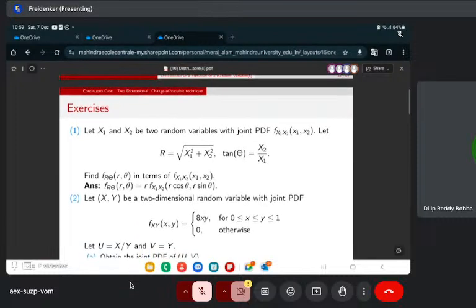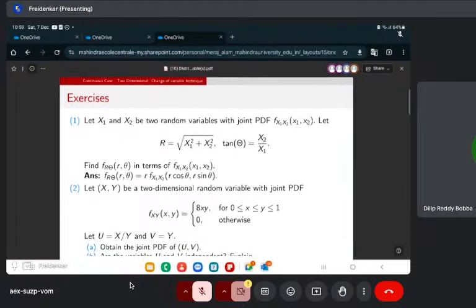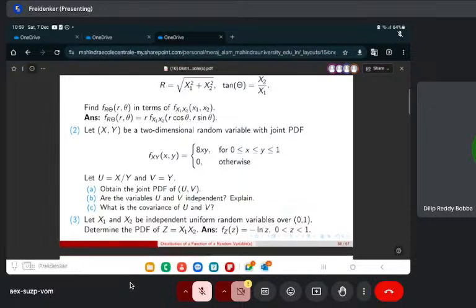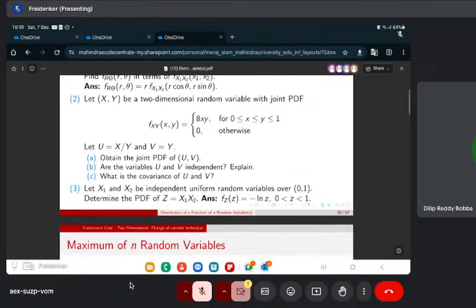Okay, here there are two transformations, r and theta. Here also two transformations, u and v. Okay, in the third question, there's only one transformation. So in this case, you're supposed to create your second transformation and just continue with the process that we've seen. And then finally, find the marginal of z.